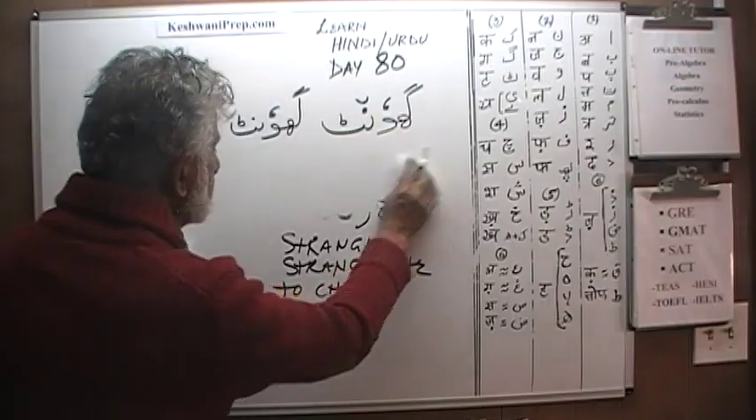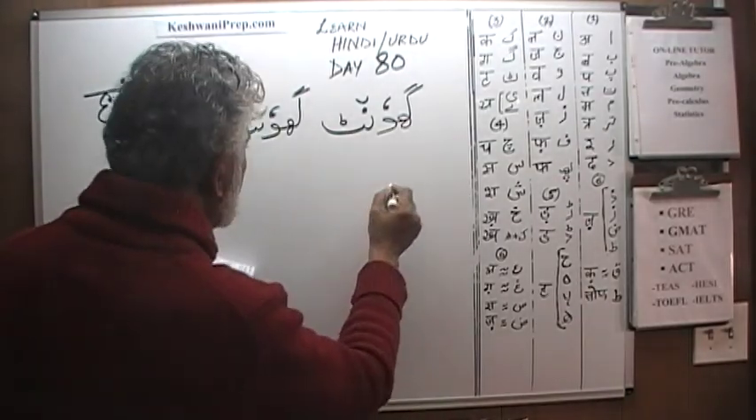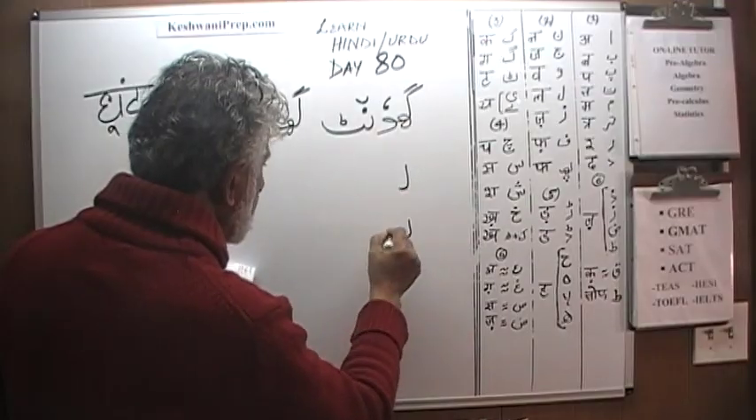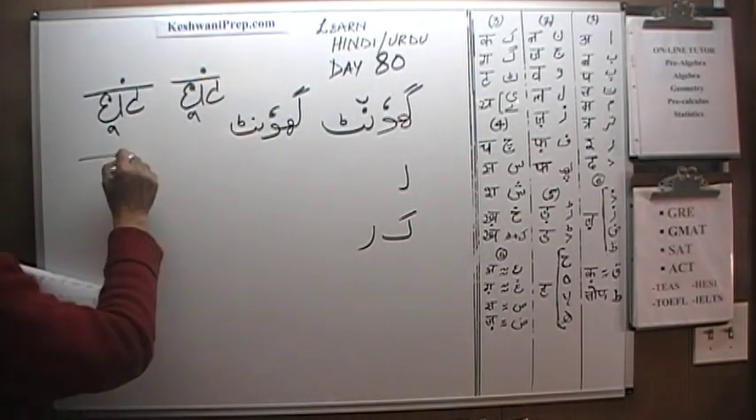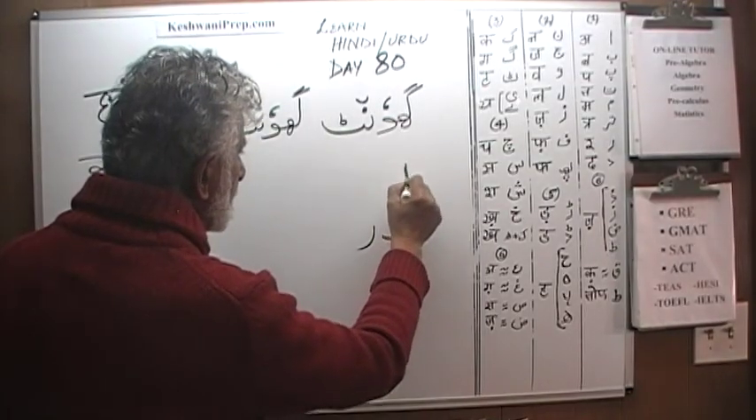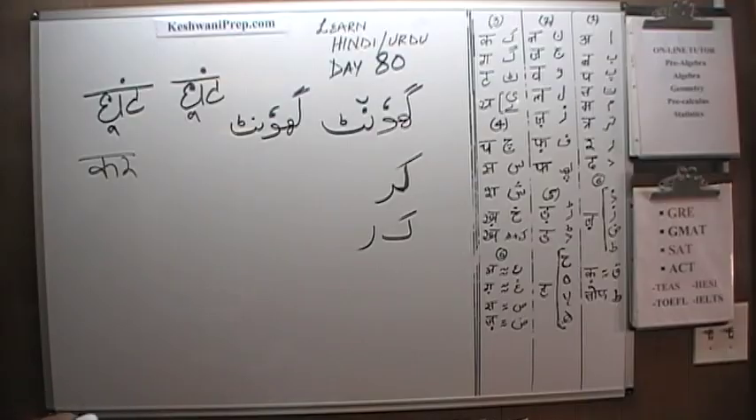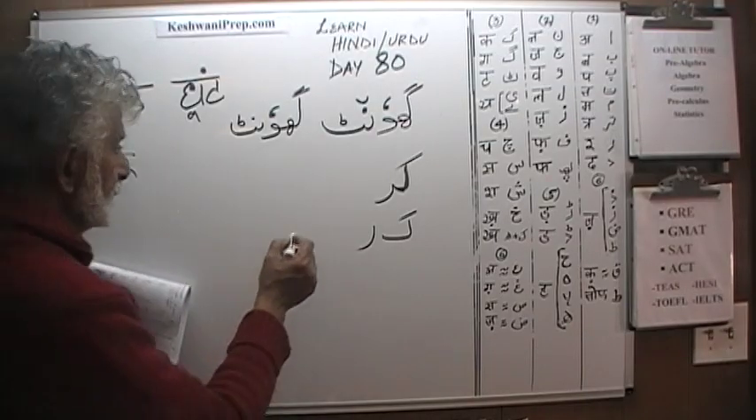Kar. Goont, goont. Kar. Ka and a ra. Kar. Kaf and a ra. Kar. Goont, goont, kar. And the next we have is you.